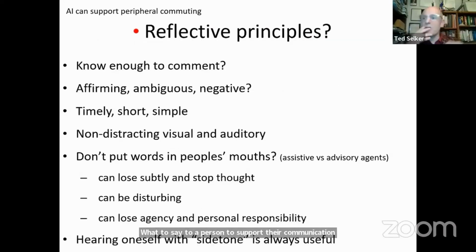So what are the principles that you'd want to have for when to say things? Well, you have to know enough to comment. You want to be affirming. You want to be ambiguous enough that the person doesn't get angry. You don't want to be negative. That just gets people, well, they feel insulted. You want to be short, simple, and timely, non-distracting visually or auditorially. And I don't like putting words in people's mouths.